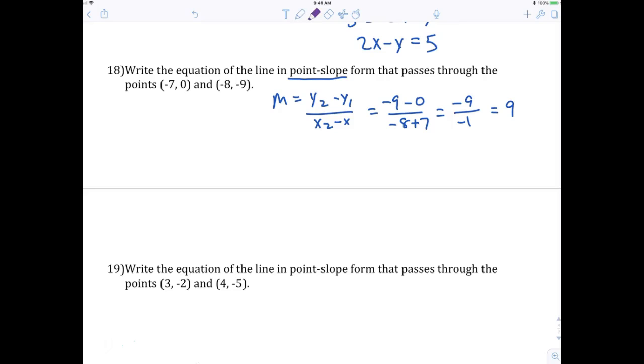So we're going to go with the first point. Just give me a second. y minus 0 equals 9 times x plus 7. Everybody with me on that? The slope is 9, isn't it? It's negative 9 over negative 1.